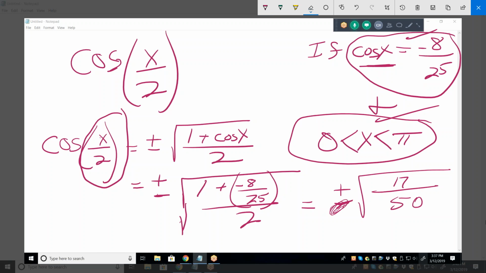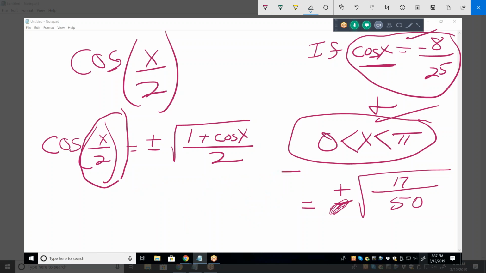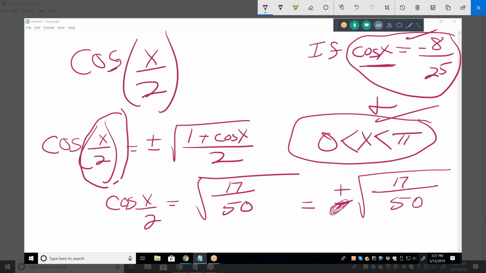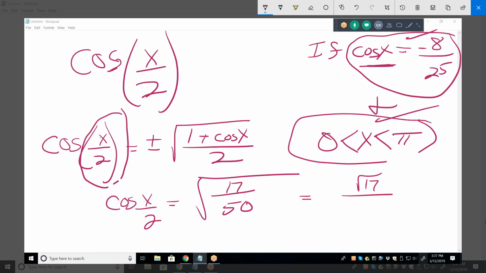I want to see if this thing can simplify. Let's see. We've got the cosine of x over 2 equals the positive square root of 17/50. Now, I know that can simplify a little bit, merely because 50 is not simplified. 17 is. In other words, I could say the square root of 17 over the square root of 50. How can I simplify square root of 50?